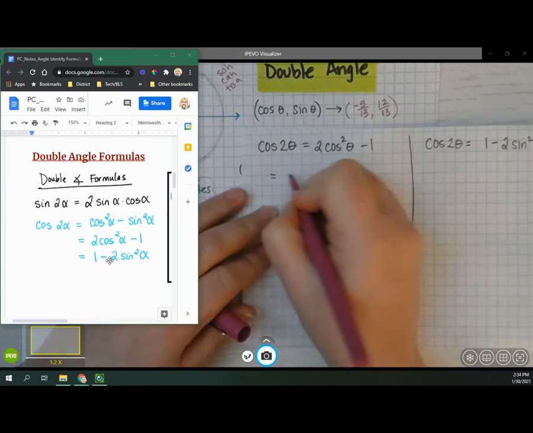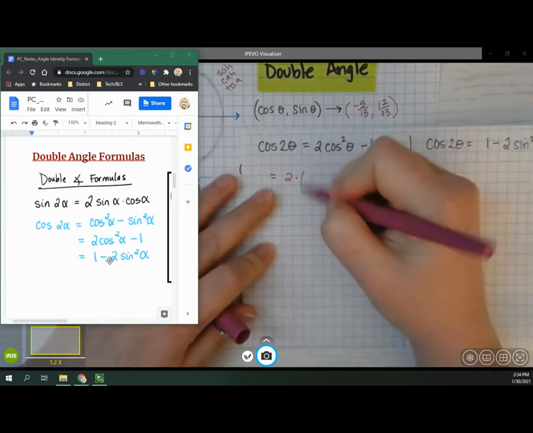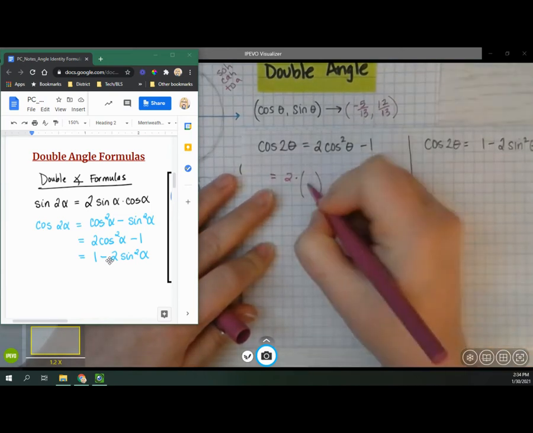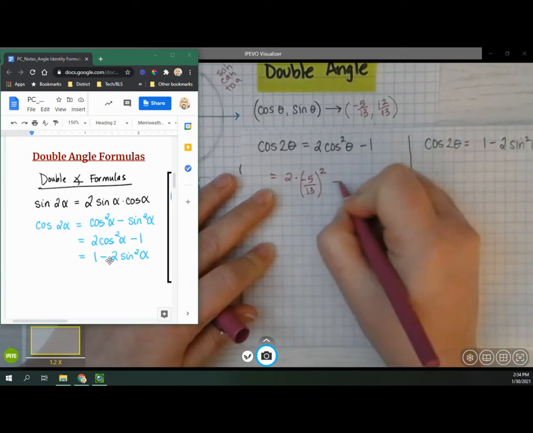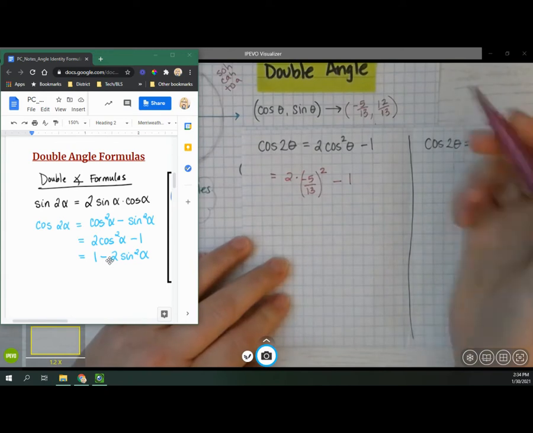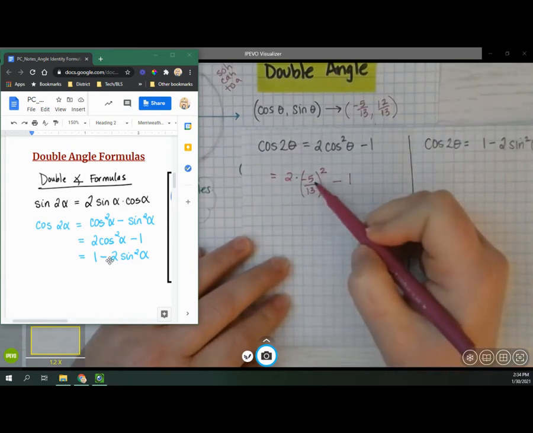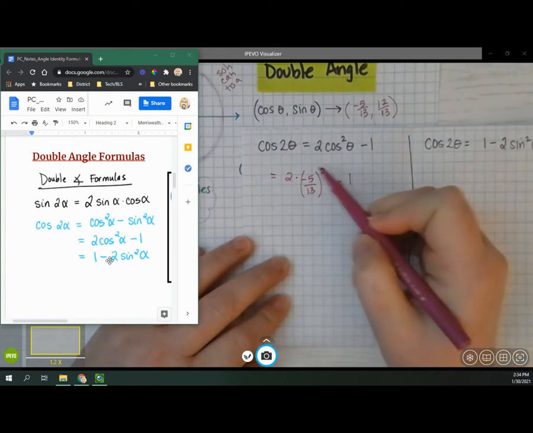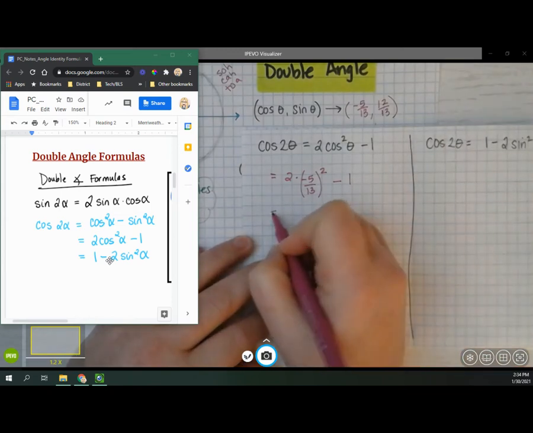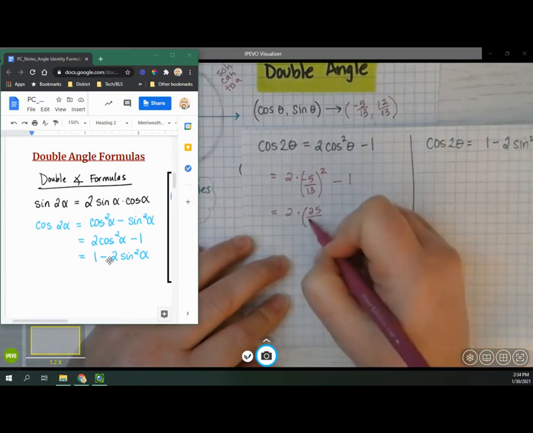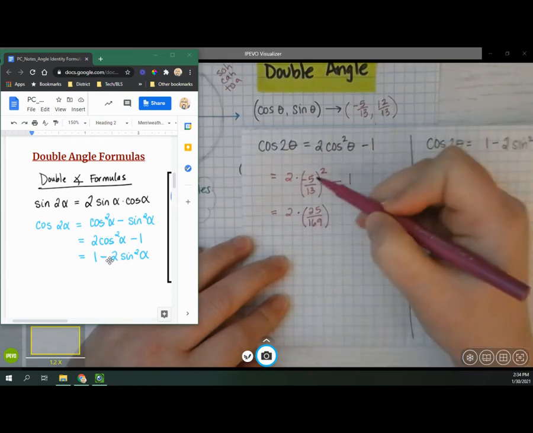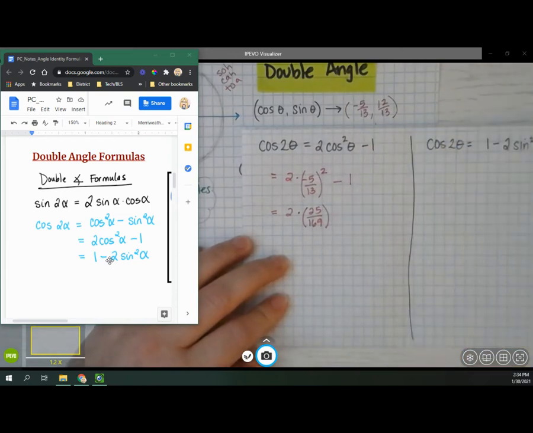We have an equal sign, 2 times cosine, which is negative 5 over 13. And again, we need to square it, and then we're going to subtract 1. Now, it's important that we use PEMDAS here. We have parentheses with an exponent. We're going to take care of that first. This gives me 2 times 25 over 169. Again, negative 5 times negative 5 is positive 25, and 13 times 13 is 169.